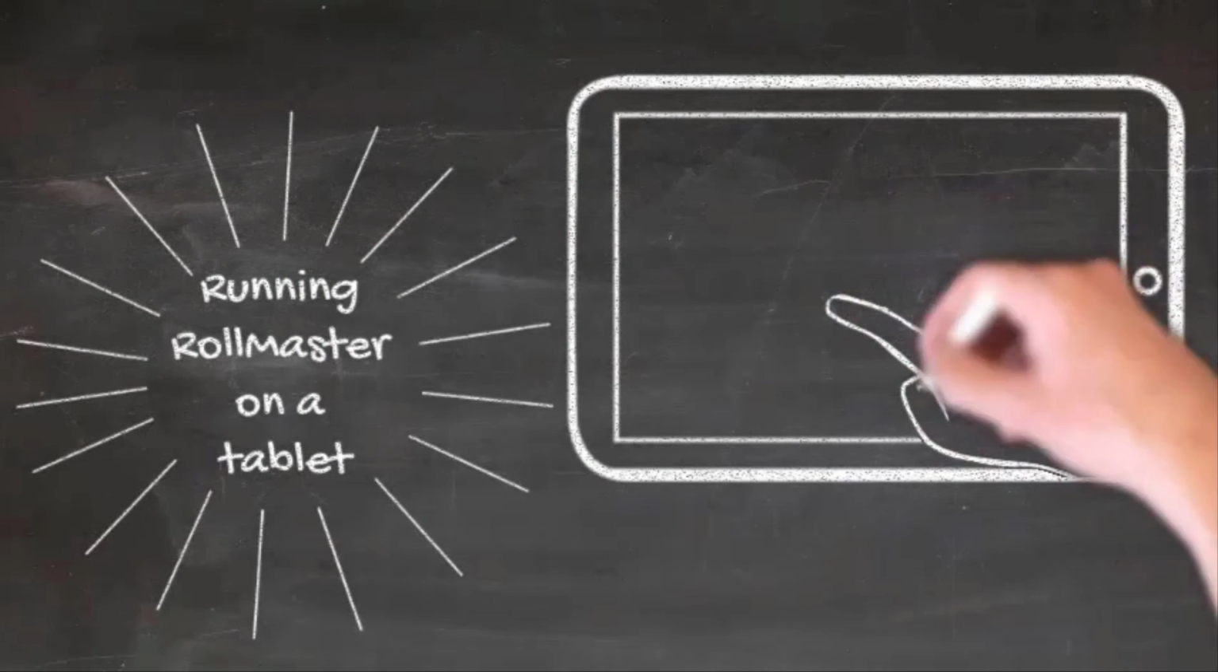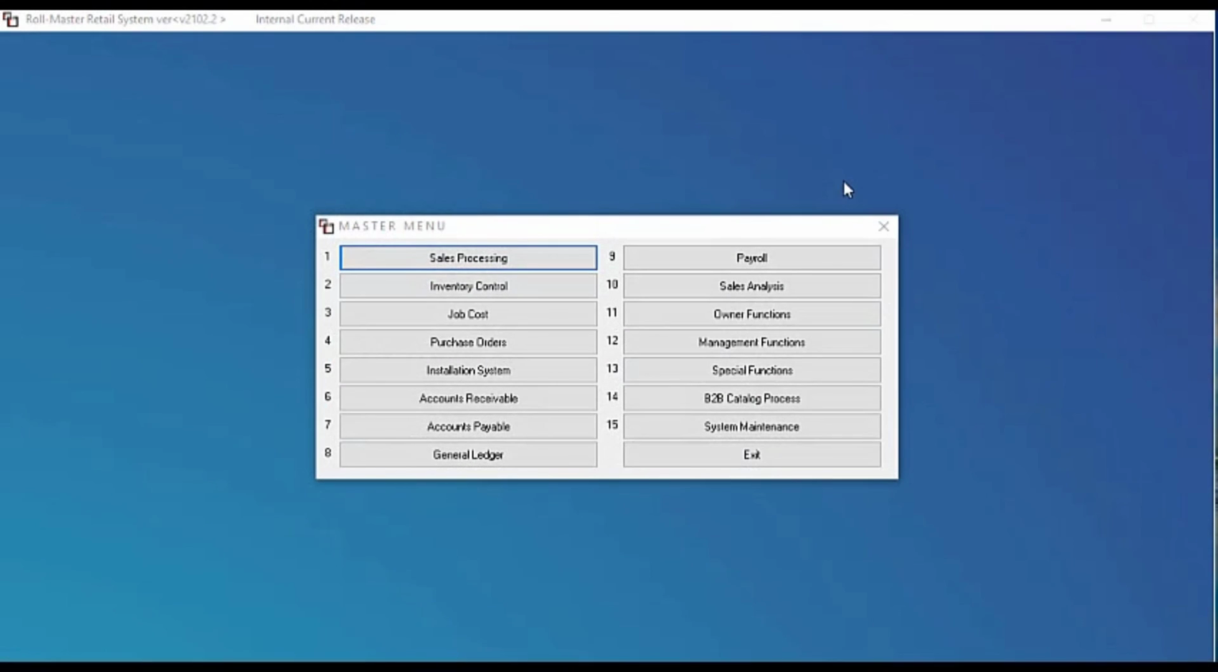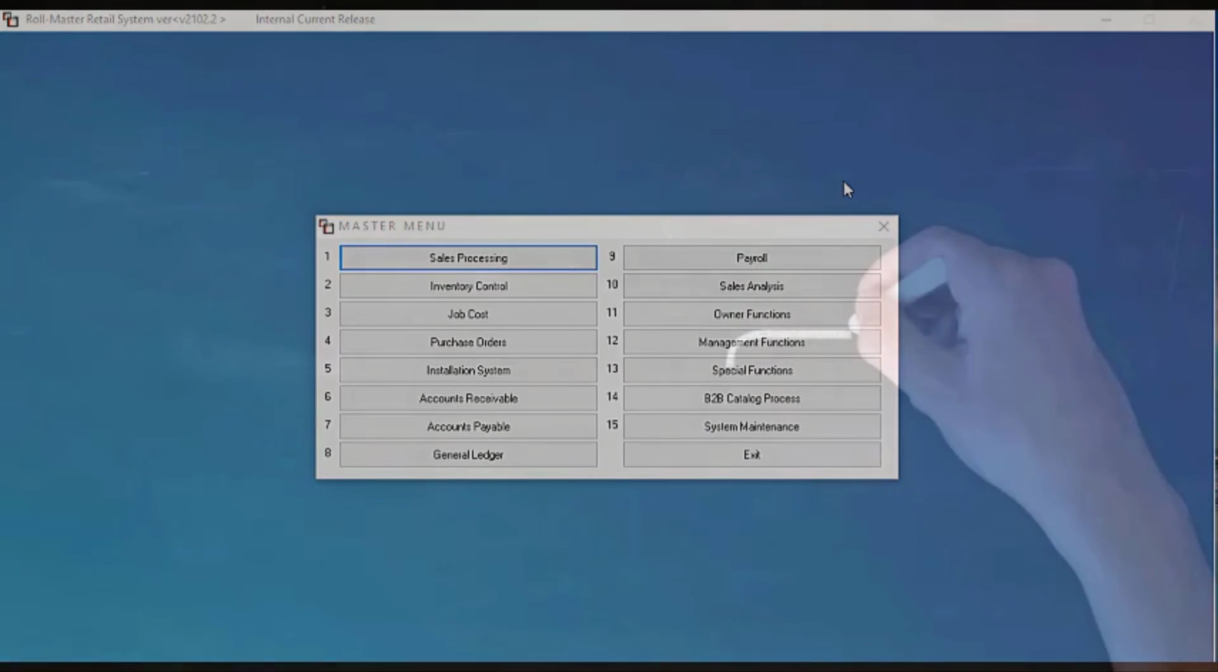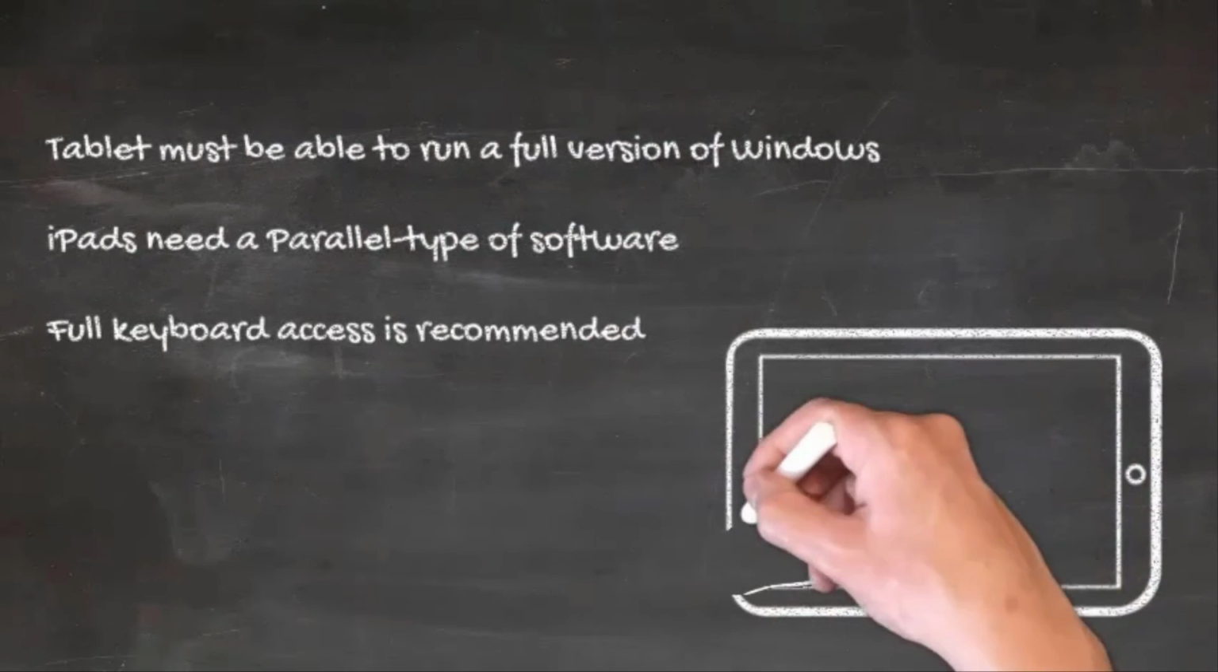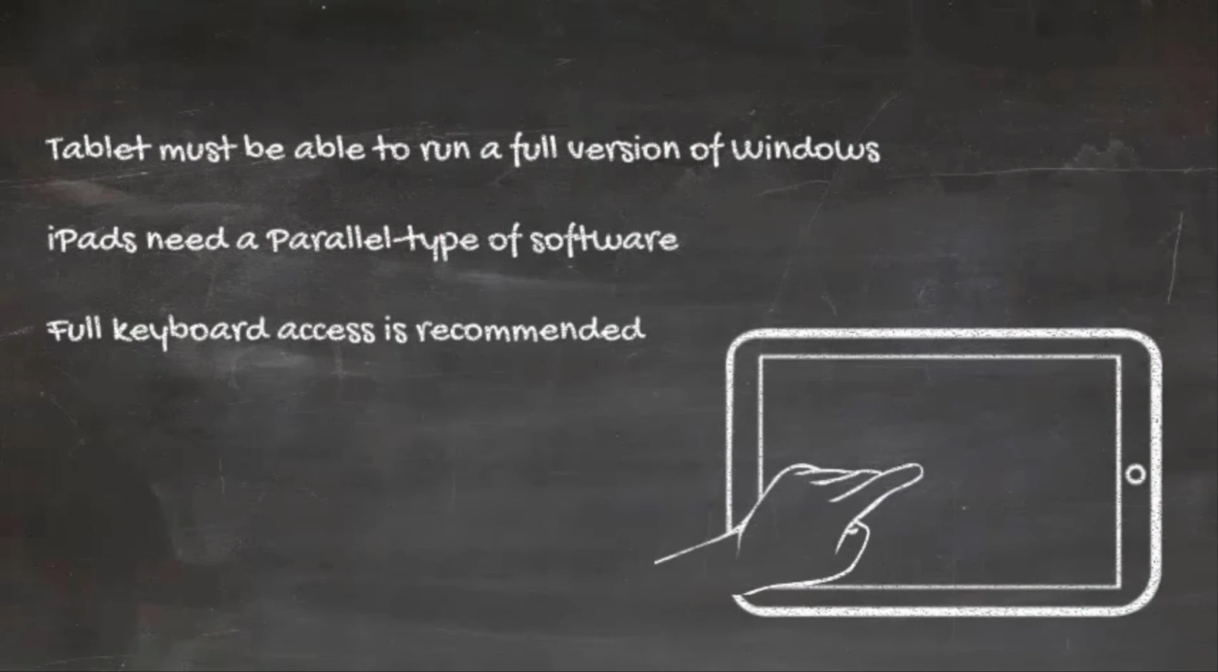So with tablets, we want to inform you that RollMaster is compatible on tablets as long as the device is capable of running a full version of Windows. So tablets using the Lite or Go versions are typically set to S mode, and just be advised that those can be limited in the apps in which they run. So in order to function with RollMaster, the tablet really needs to have a full version of Windows.